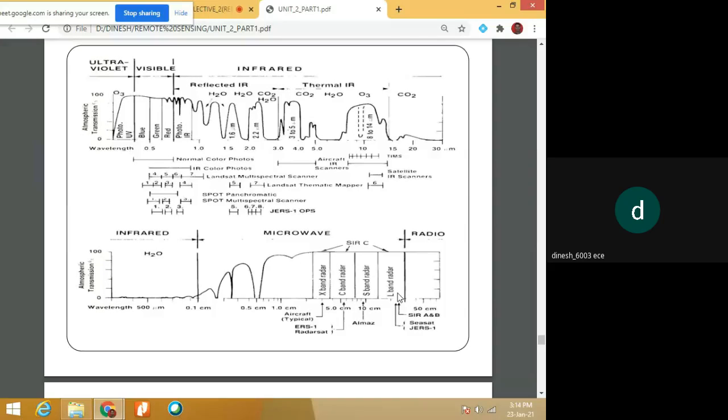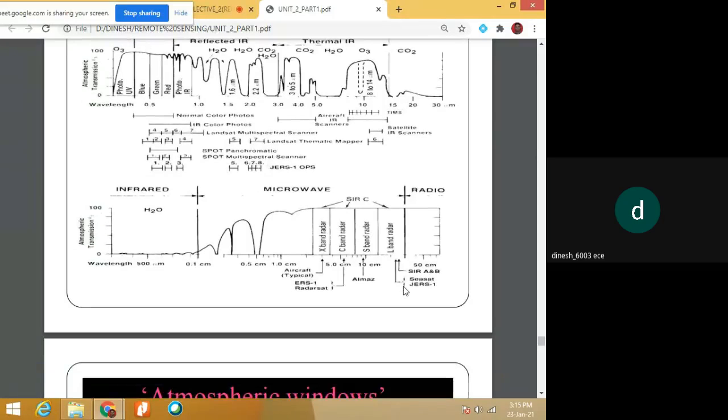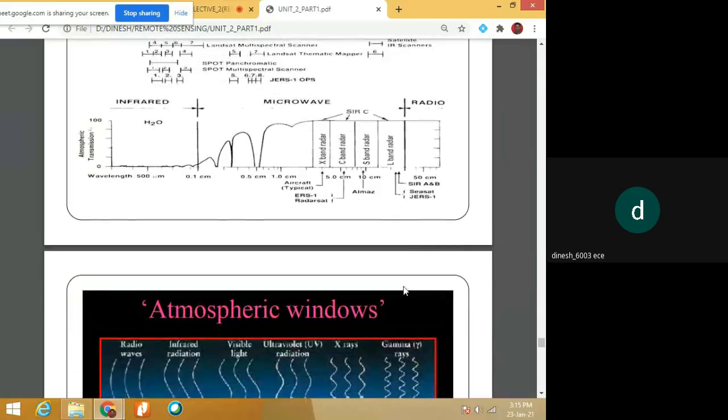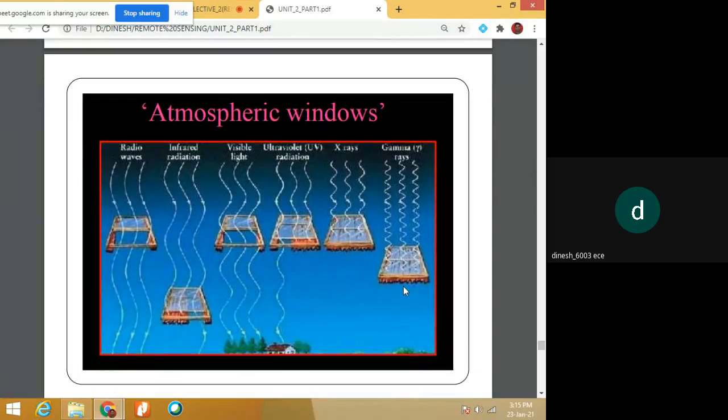You can see this diagram will give you an exact representation of where the electromagnetic spectrum is present, what the different bands are: L band, S band, C band, X band, and what the typical satellites being deployed are, for example at C band, RadarSat 1, ERS, and Sat 1. In X band, aircraft typically are being utilized. This is your atmospheric window.